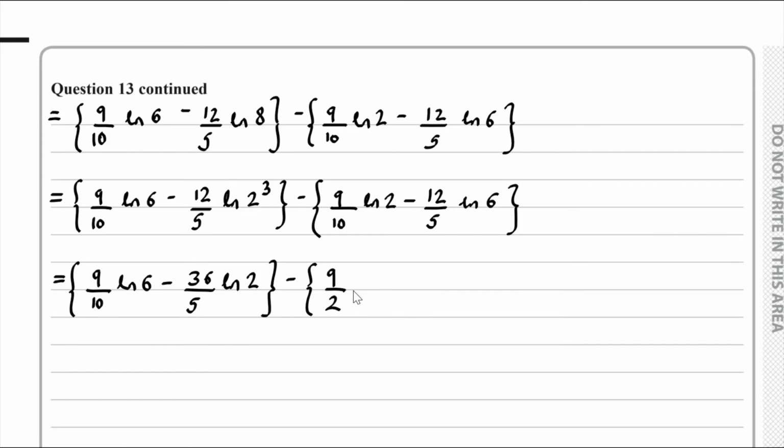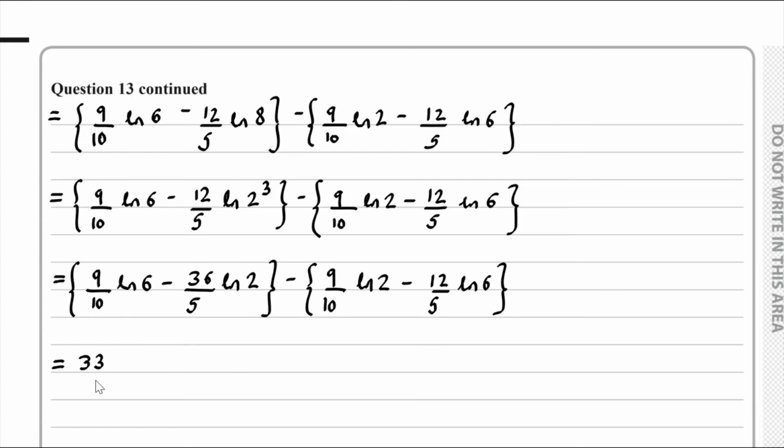Lower limit, we have 9 over 10 times the natural log of 2 minus 12 over 5 times the natural log of 6. So combining these together, here we have 9 over 10 minus 12 over 5. That would be 33 over 10.